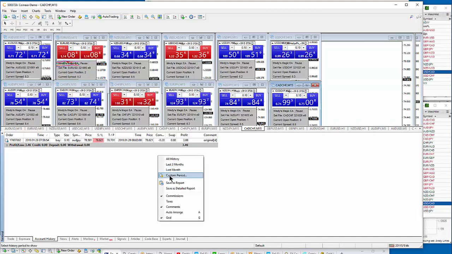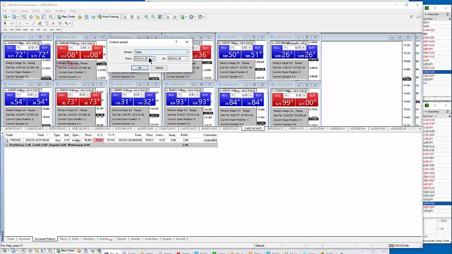But let's just go back and take a look at what has happened. Probably the best thing to do, let's just go ahead and look at all of the trades that closed last week.